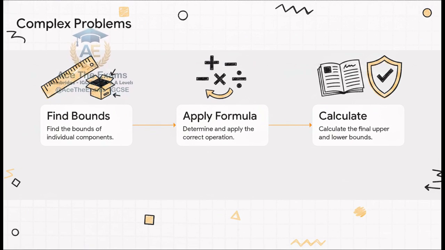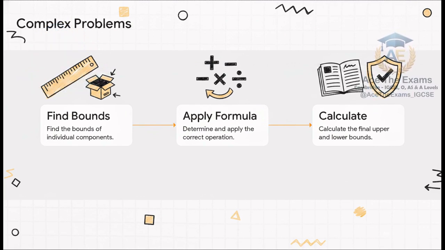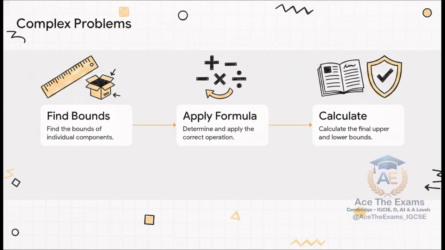First, totally ignore the formula for a second and just find the basic upper and lower bounds for every single measurement given. Second, look at your formula to figure out if you're adding, subtracting, multiplying, or dividing. And third, bring in our cheat sheet rules to combine them. Keep your data neatly organized like this, and your calculations will be basically foolproof.